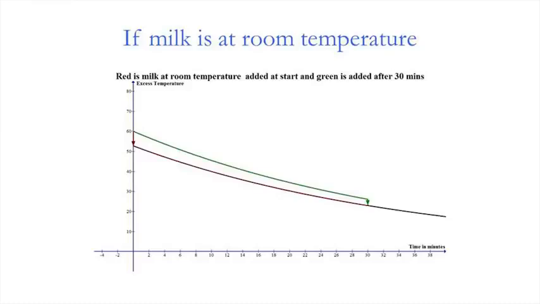If you decide, on the other hand, to wait for 30 minutes before adding the milk, well, here's the coffee. It starts to cool according to Newton's law. After 30 minutes, its temperature is down here. You add the milk, and it in fact drops down to what the previous curve was. So under the assumptions that I'm making, if the milk is already at room temperature, it doesn't matter when you add it. But it's different if you've got your milk in the fridge.